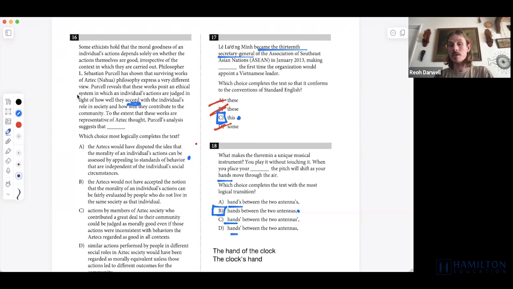To the extent that these works are representative of Aztec thought, Purcell's analysis suggests that, so Aztecs, we have to think about what's the relationship between Aztecs and this notion that goodness is whether you are good or not, right? They would probably say the moral value of an action must be about whether it aligns or agrees with the role the individual has in society.